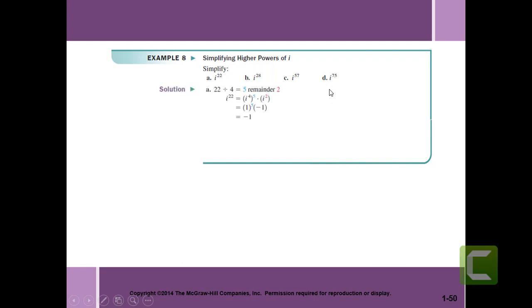Okay. And so again, look at the results here. Here's the idea. 22 divided by 4 is 5 with a remainder of 2. That's the key here. Because then we know that any power of i that's a multiple of 4 is going to be equal to 1. So 1 to any power is 1. So this is just always going to be 1.